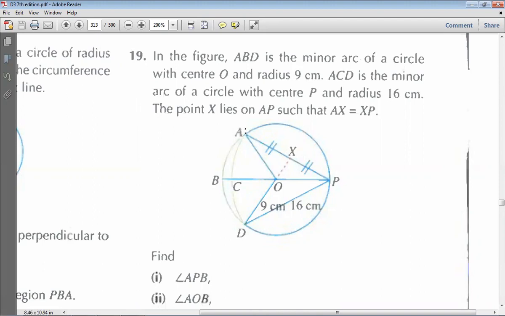That's the arc of a circle whose radius is at P and whose radii are basically PA and PD. PD is 16 centimeter, PA is also 16 centimeter. The point X lies on the AP. On AP, we have a point X such that it bisects the chord AP. So if a point is bisecting the chord, when you join it with the center, this red dotted line will make a 90-degree angle with this.